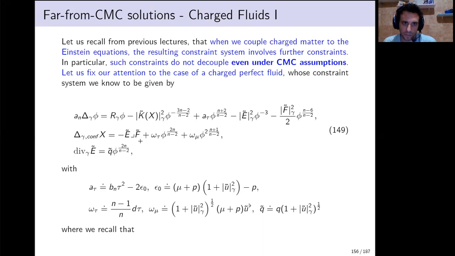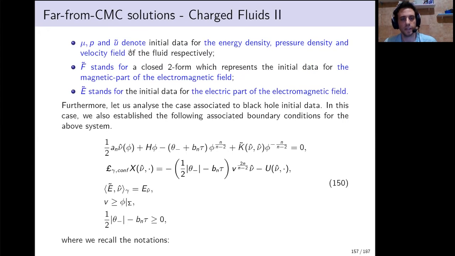And we have a momentum contribution due to the electromagnetic field. We have momentum contribution due to the derivative of the mean curvature and due to the fluid here. I'm recalling that this Q tilde is a rescaling of the charge density associated with our fluid. Good. So these are the definitions that we were commenting before.